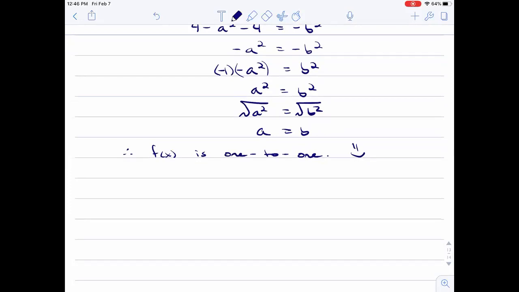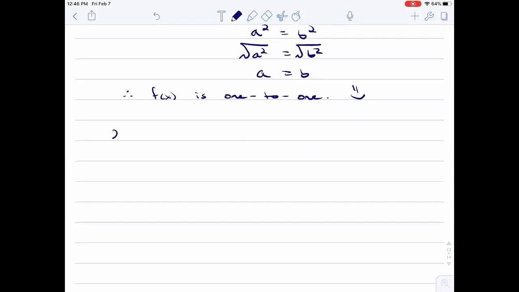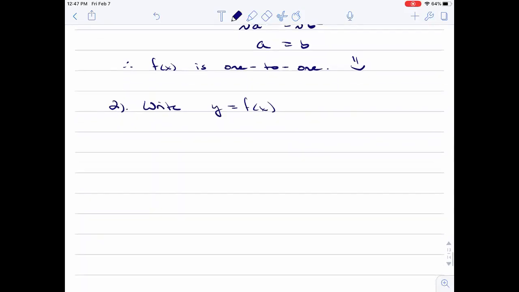So now, step 2 is to write y equals f of x. So what I'm going to do is say y equals, and where did we have it here? The square root of 4 minus x squared.